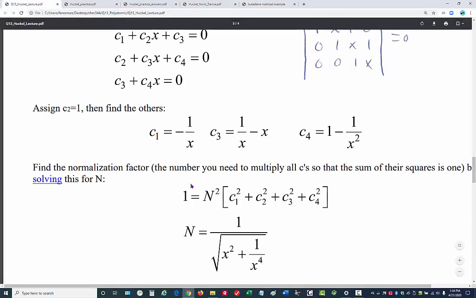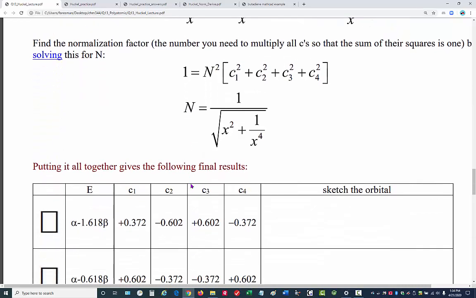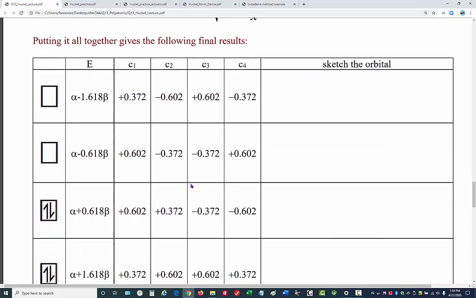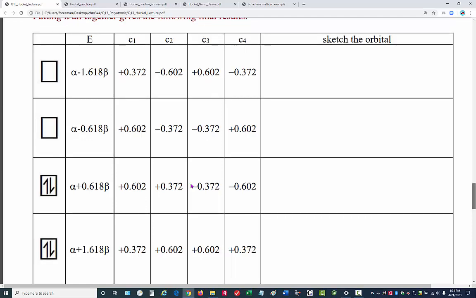So now, since, again, I know what x is for each of the orbitals, I've already solved for that. That means that I can find what's the normalization for each orbital and what are the coefficients for each orbital. Putting this all together gives us the following results for the MOs according to Huckel theory.